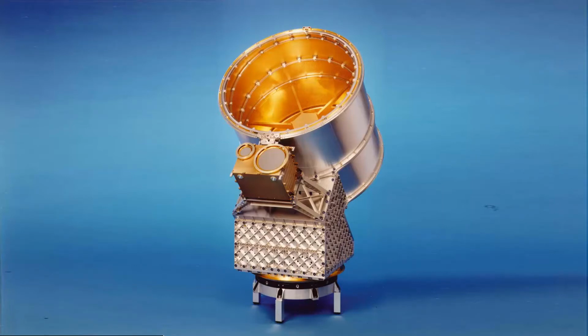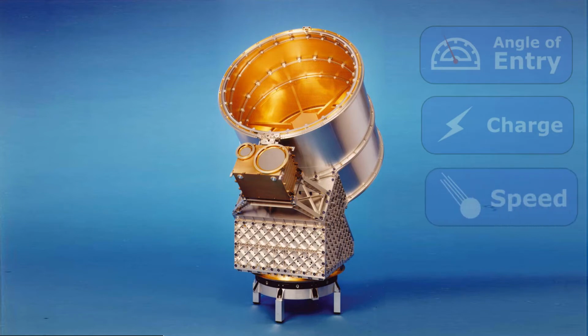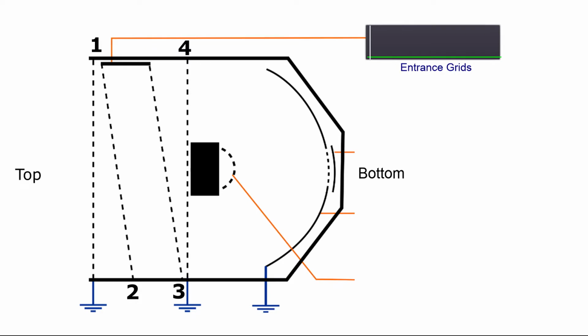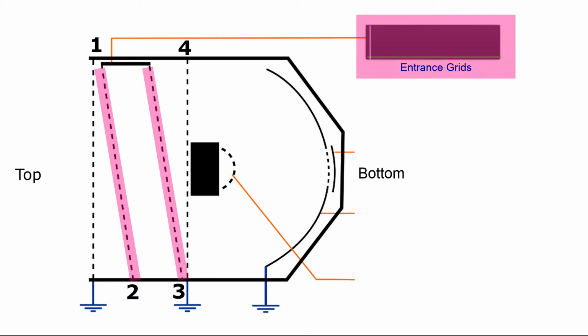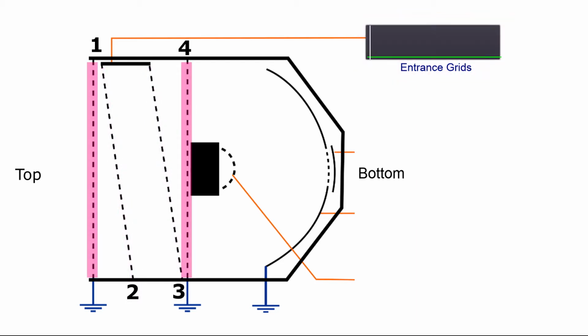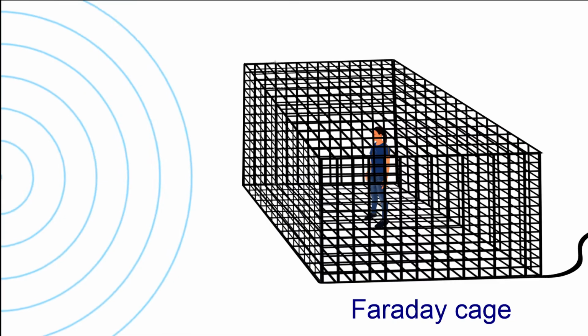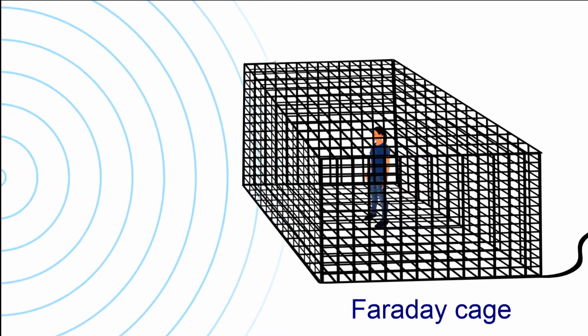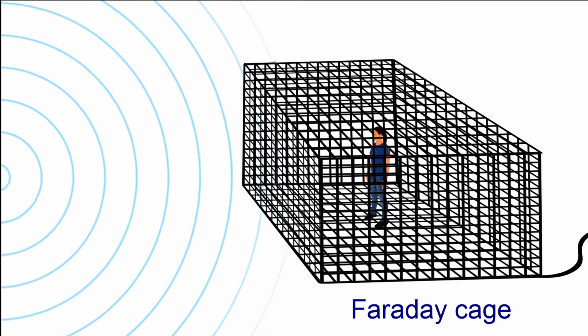The data we're trying to collect from the cosmic dust are angle of entry, electrical charge, velocity, and atomic composition. At the top of the bucket are 4 metal grids. The first and last are connected to electrical ground, and the middle 2 are connected to each other and then to a signal amplifier. The outer 2 grids, along with the casing of the bucket, form a Faraday cage around the 2 middle grids. A Faraday cage is a metal enclosure that greatly attenuates electrical fields originating from the outside.